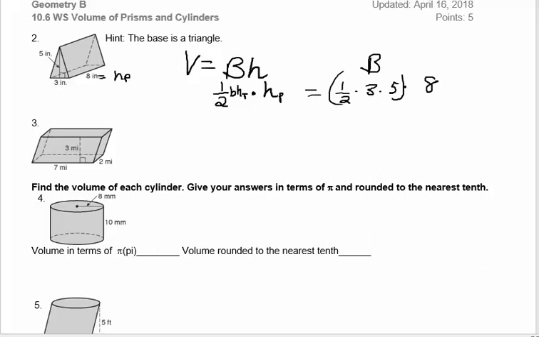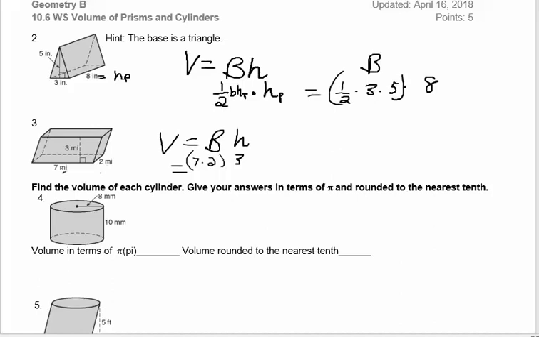In number 3, the base is a rectangle that is 7 by 2. The height of this prism is 3. So the area of the base would be found by the length times width of this rectangle, which is 7 times 2, and the height of this prism is 3.